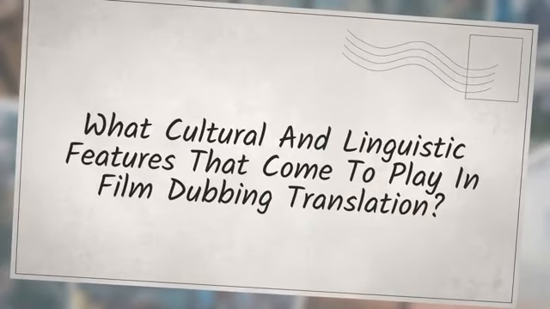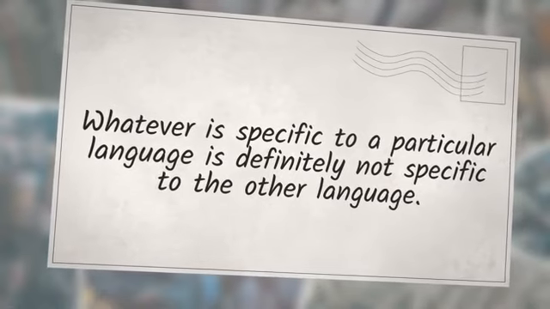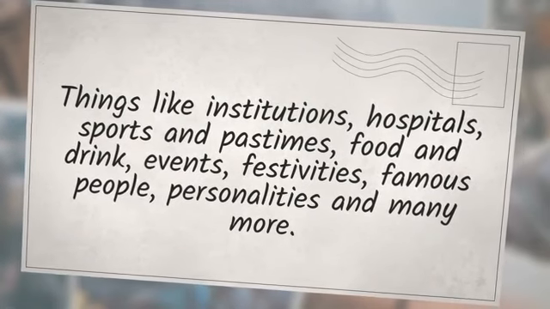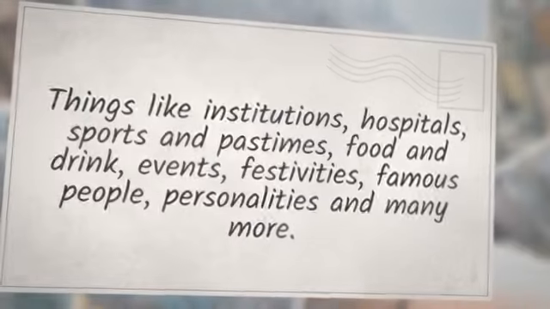What cultural and linguistic features come into play in film dubbing translation? Below are the cultural and linguistic features that come into play when dealing with film dubbing translation. Culture-specific references. When translating from one language to another, a translator must know the two languages he or she is working on are different in culture. Whatever is specific to a particular language is definitely not specific to the other language. Things like institutions, hospitals, sports and pastimes, food and drink, events, festivities, famous people, personalities, and many more.